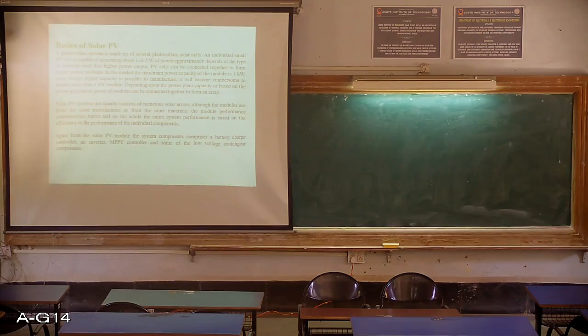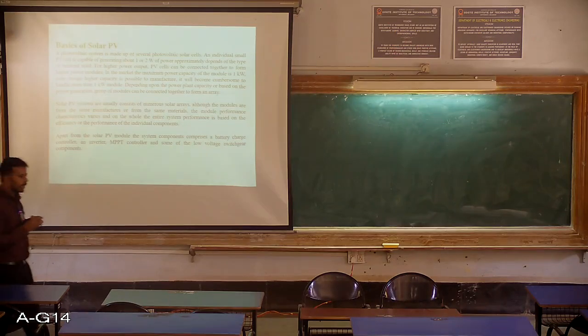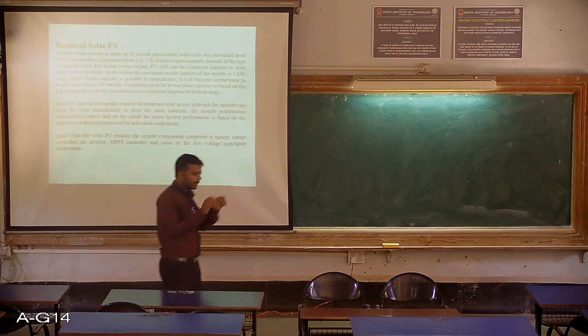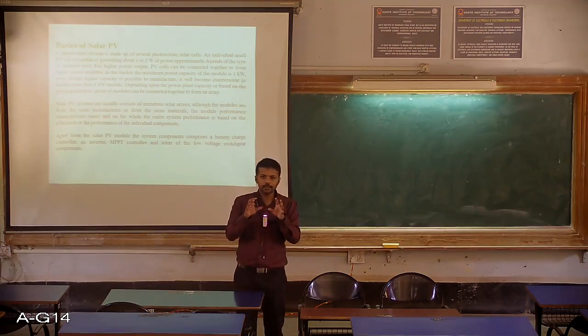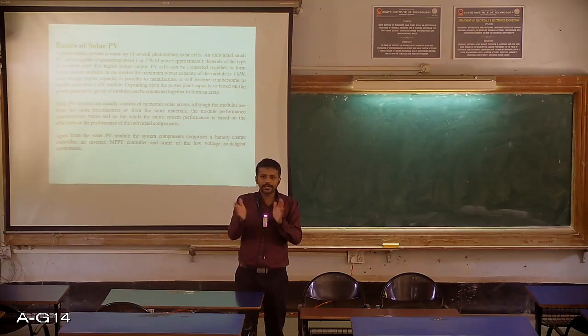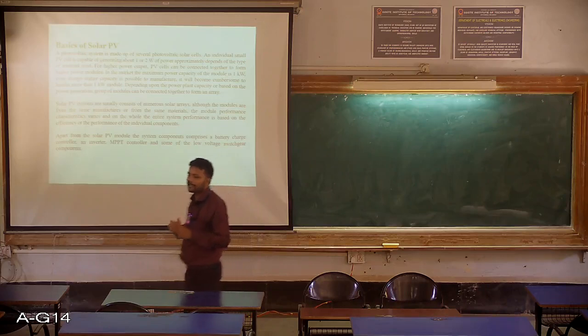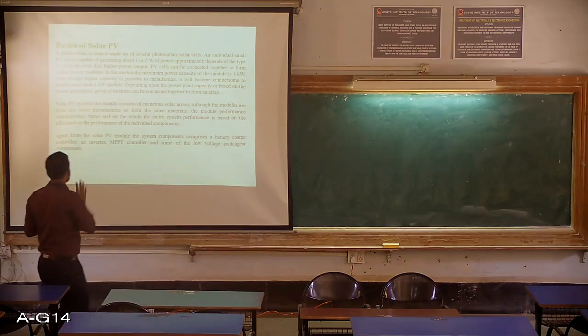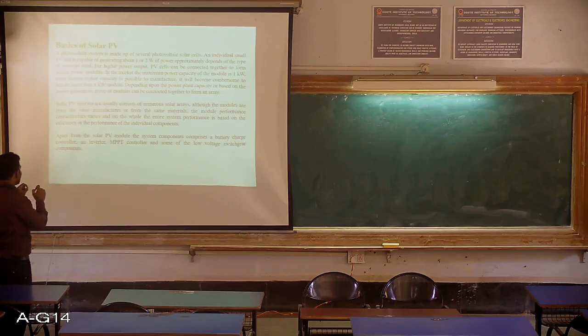Then coming to the next point, solar PV systems usually consist of numerous solar arrays. Solar arrays means, whenever we connect the modules in series, or place the modules one behind the other in series or in parallel, we call those the arrays. And here it is mentioned the same. A solar PV system consists of numerous solar arrays.